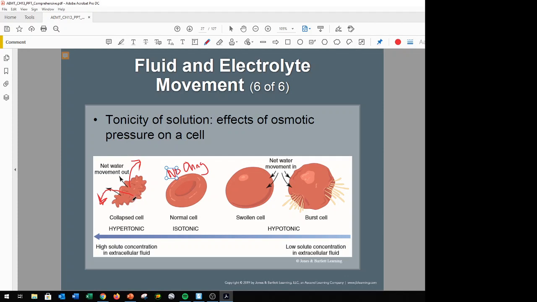So the cell may collapse from an increase of extracellular osmotic pressure. Why? Because you have pressure being put on that cell coming from extracellular, and it's just pushing down on the cell. The water's being drawn out. You have an increase in extracellular osmotic pressure. Remember, this is intracellular fluid. This is extracellular fluid. And so you're going to have an increase in extracellular fluid osmolarity.